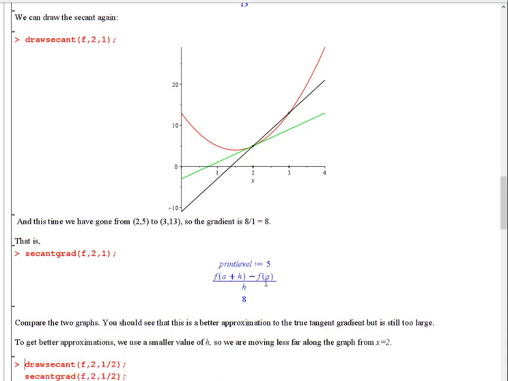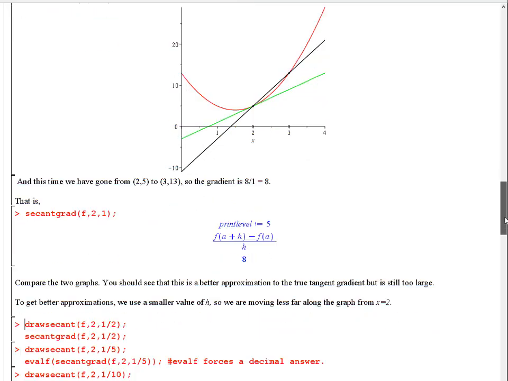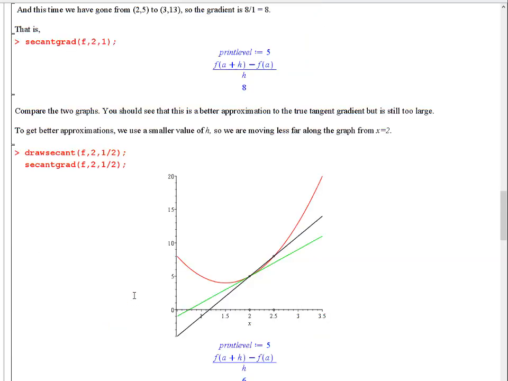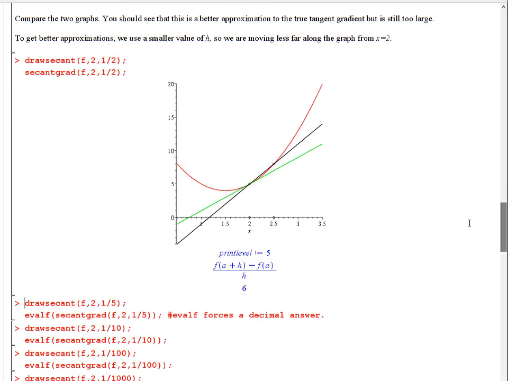So I've done this calculation again, I've got 8. Now, as I showed in the visualizations, what you want to do is just reduce this value of h. So instead of going all the way to 3, we can just go from 2 and increase by a half. So that's increasing from 2 to 2.5. Do the calculation for the gradient and I get 6. By dividing this by this, I get 6.